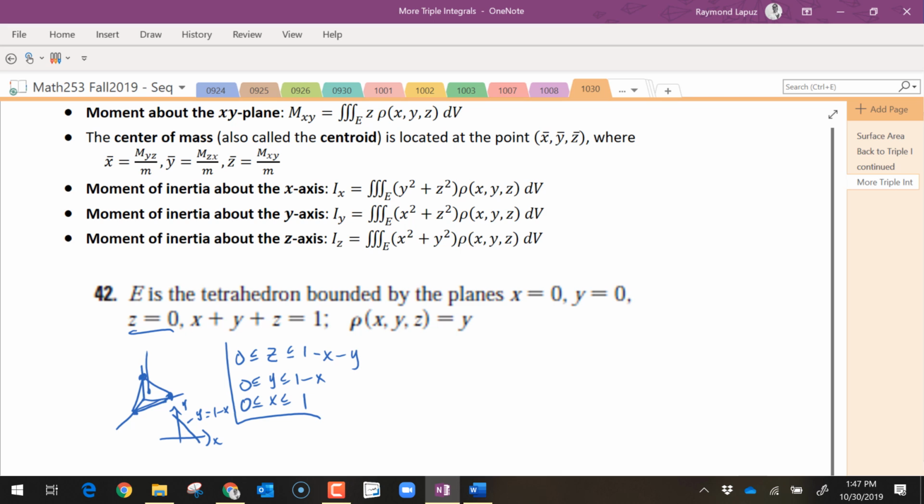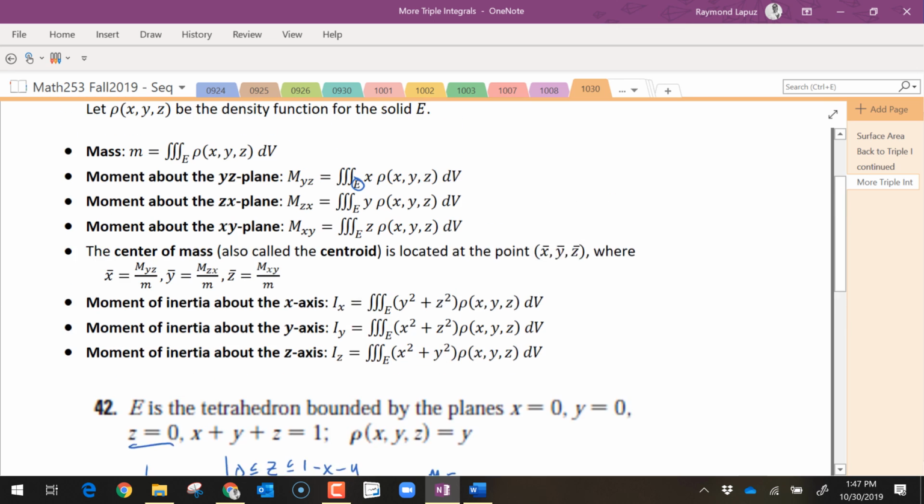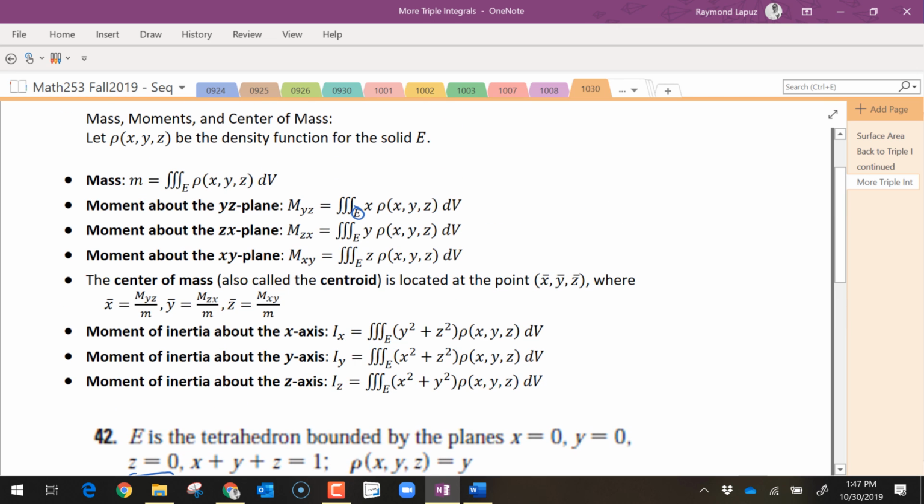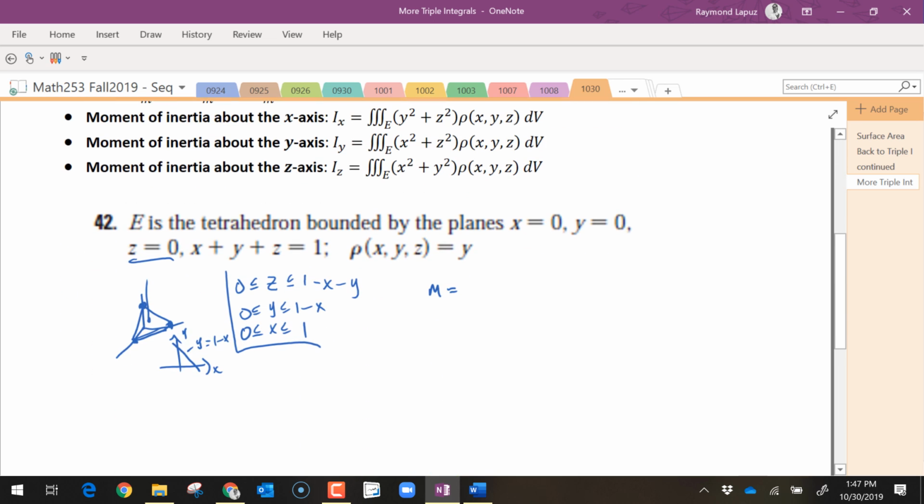And then your integrand is just y. So let's start off by finding the mass. The mass is equal to the triple integral. Well, the formula is up here. The mass is equal to the triple integral over the region of just the density function. Right? So let's set up our integral already. Triple integral, density function is just y. We're deciding to integrate with respect to z first, from 0 to 1 minus x minus y. And then with respect to y, from 0 to 1 minus x. And then with respect to x, from 0 to 1.